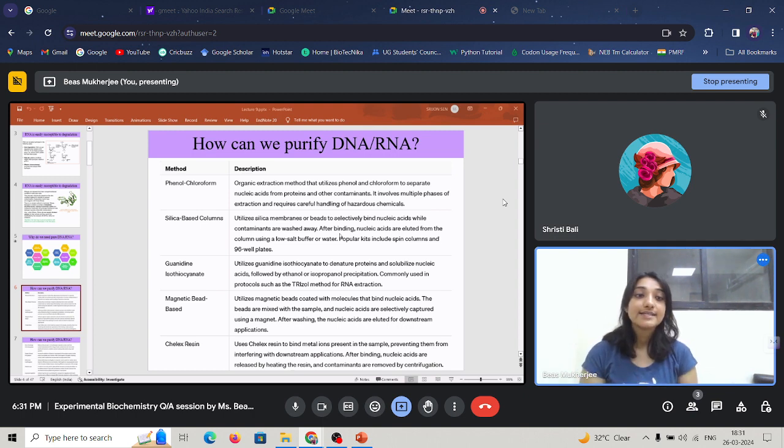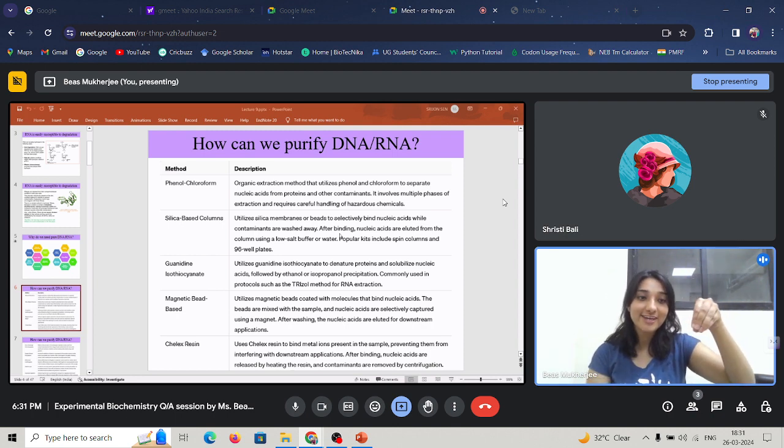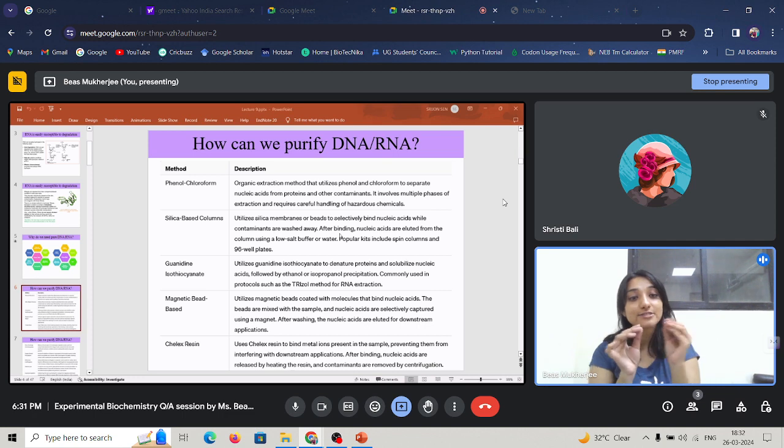Then there are silica based columns. This is used now in laboratories. There is a spin column, like a small column. Inside that column there are silica beads. To the silica, when you add this solution containing your nucleic acid, the solution will contain some salts in it. Let's say there is sodium, and a chaotropic agent. The chaotropic agent goes and binds to the silica.